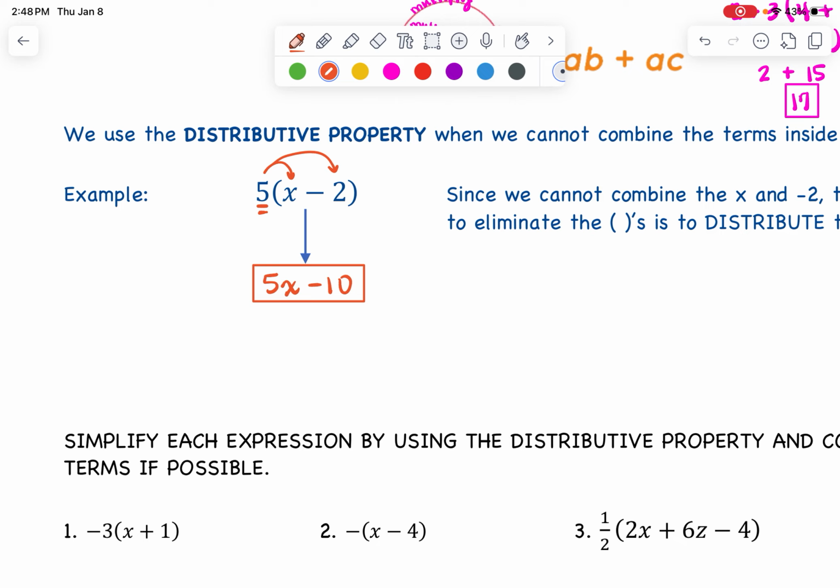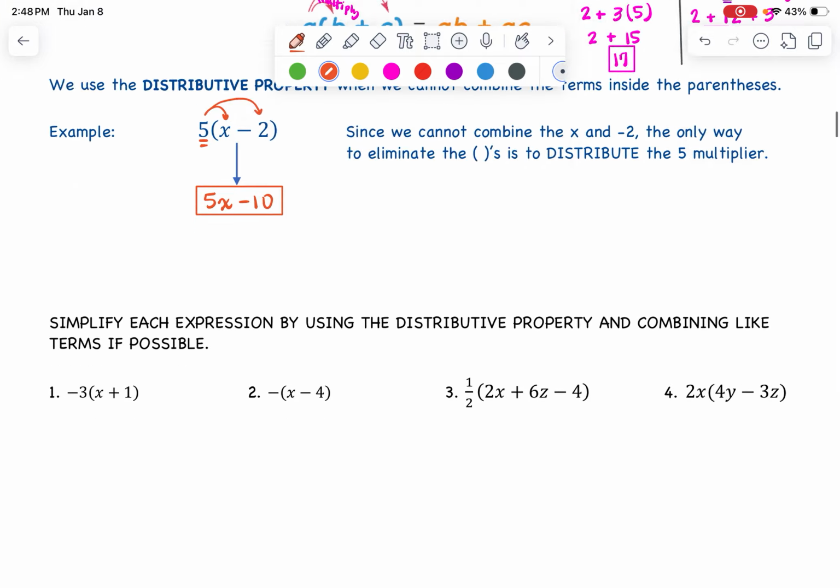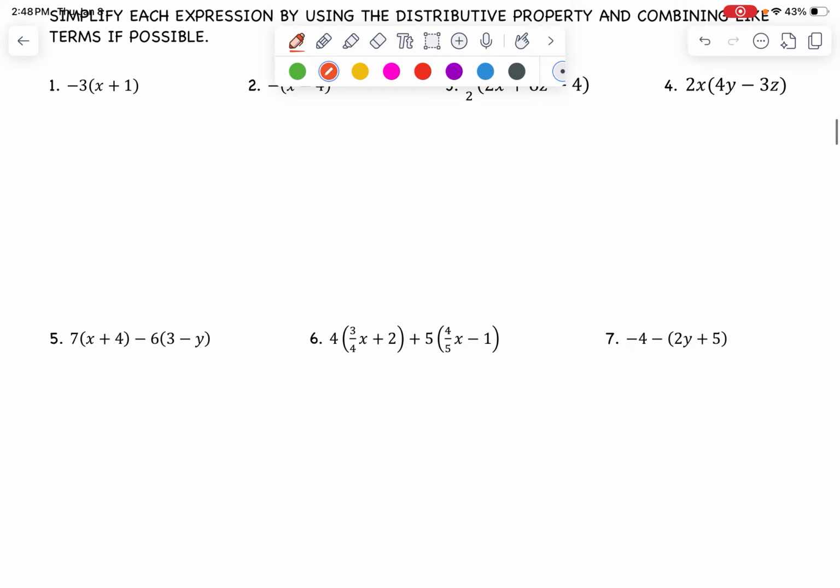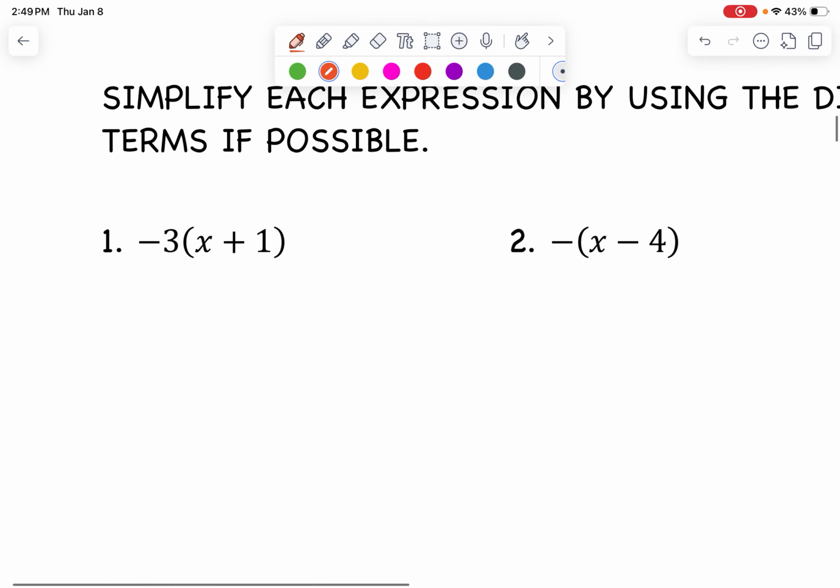We always want to try to get rid of parentheses because we can't really progress in a math problem that has parentheses in it. All right, so I'm just going to run through these 7 examples really quick. So feel free to pause or rewind or whatever you'd like to do.